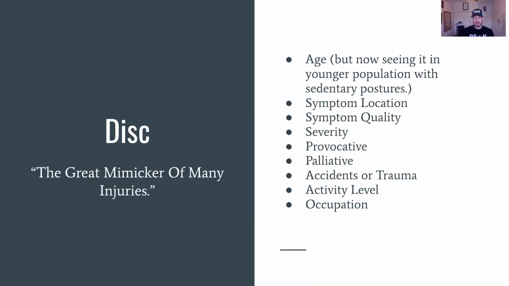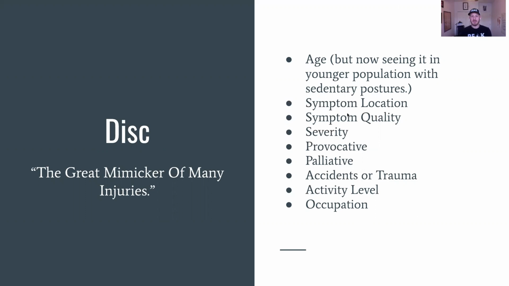Next one is going to be the disc. I call the disc the great mimicker of many injuries. You can see how long this list is. One of the key components of that is age, but I'm also starting to see this now in a younger population as they've gotten more sedentary, not moving as much, not as active, sitting a lot. We're starting to see some of that stuff in there as well.